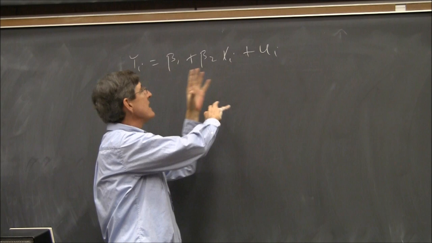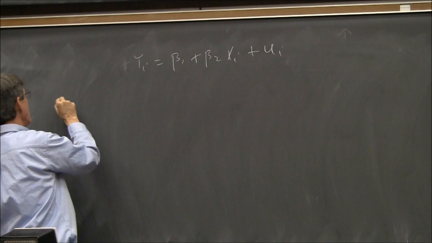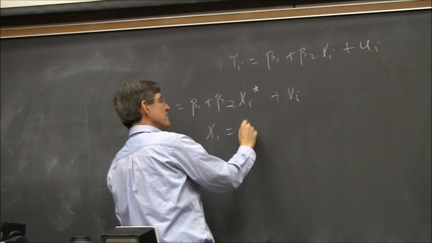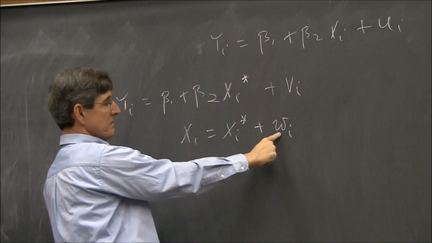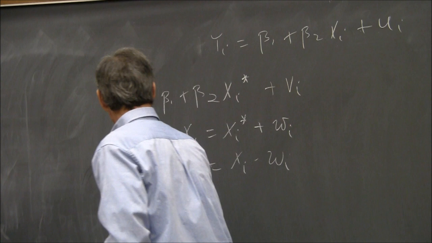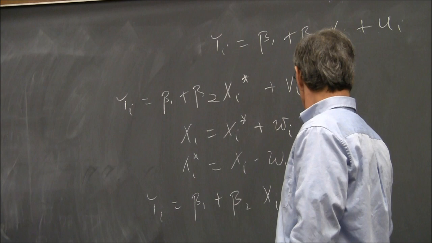And xi is xi star plus something, but we just isolate the model in this way. So you start off with the true model, yi is beta 1 plus beta 2 xi star plus vi, that's the true model. X is measured with error. So there's the measurement error, that's some random variable. So you say, okay, well xi star is xi minus wi, and I just plug that in and say, okay, well yi is beta 1 plus beta 2 xi plus vi minus beta 2 wi.